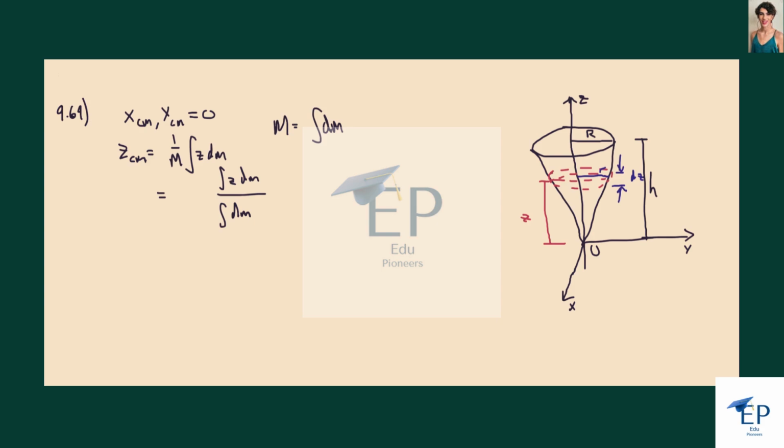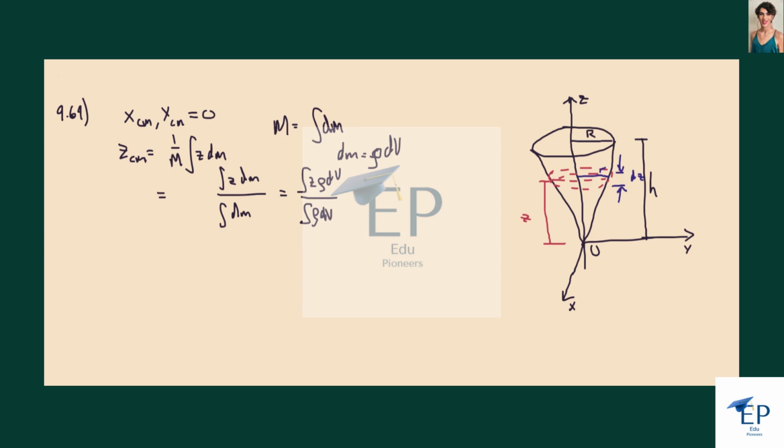We also know that this is completely uniform, which means we can express the mass component as a uniform density times the volume. So for a small chunk of volume, it's going to have a density such that dm equals rho dv. So now we have integral of z rho dv over integral of rho dv.